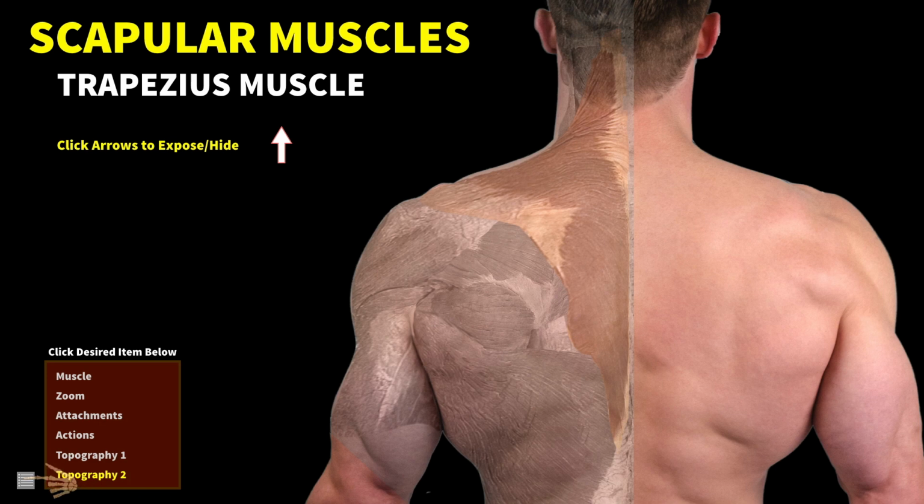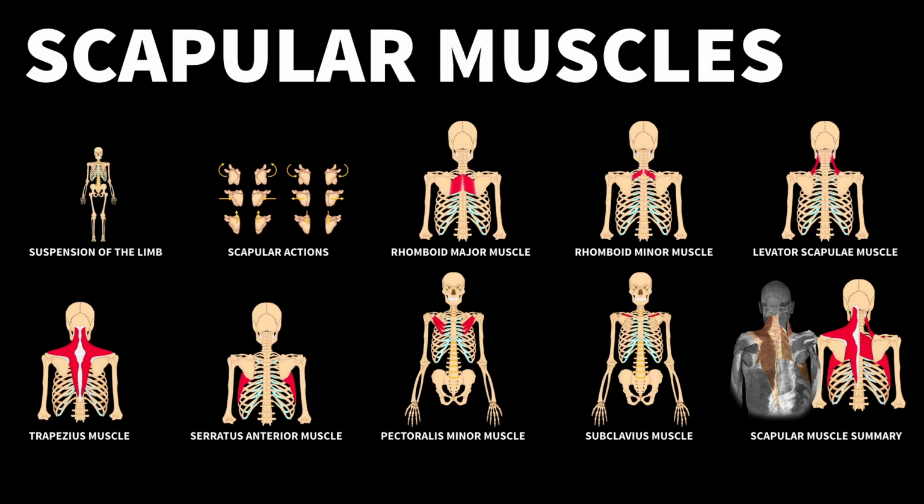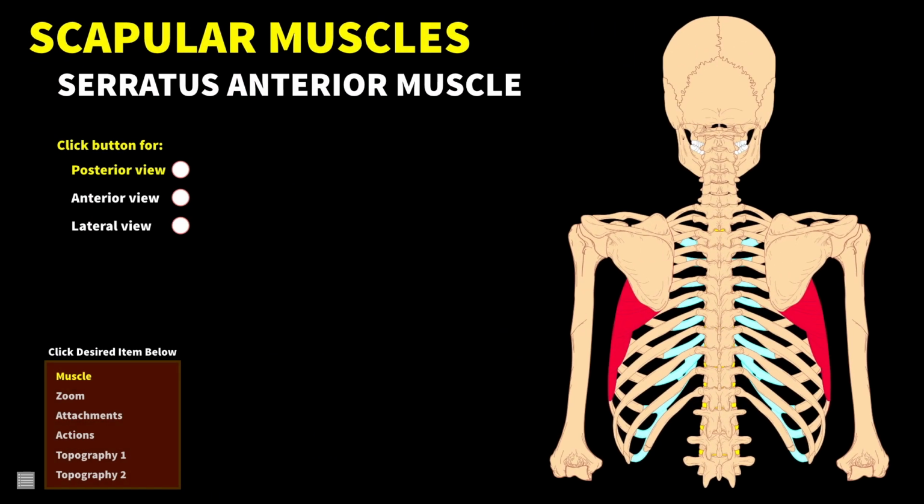Let's jump back up to the table of contents and explore another scapular muscle. The next muscle in the series is another large muscle, the serratus anterior. From a posterior view, the serratus anterior has limited visibility. If we rotate it anteriorly, we get a better view of the muscle.